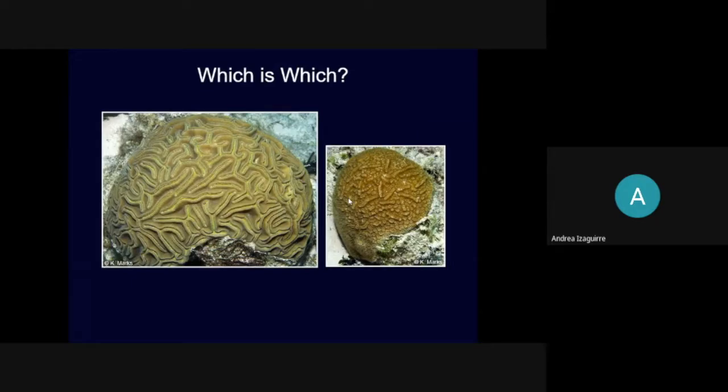Now, this is a little bit of a trick question. It is telling us to remember the identification lecture from yesterday, and it's giving us our Dichocoenia stokesii on your right, and the DLAB on the left. If you see these two on the right, they still have those individual corallites for some of them, whereas our DLAB is a meandroid coral all around.